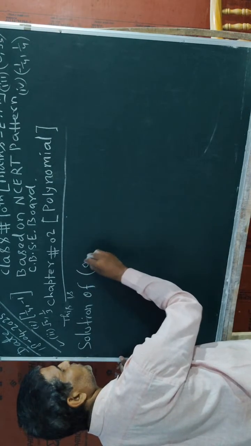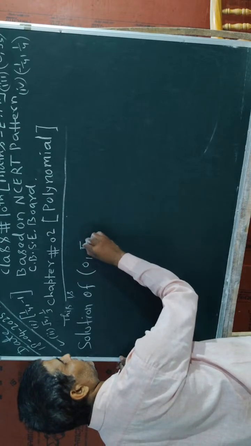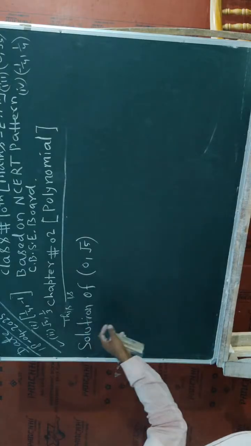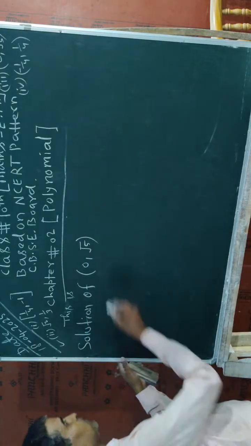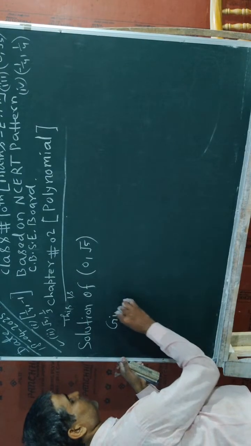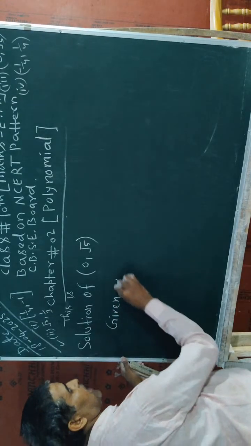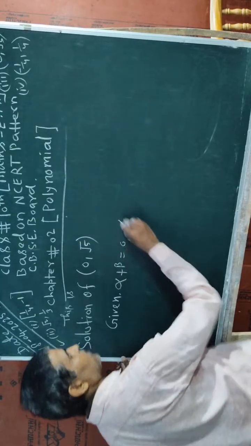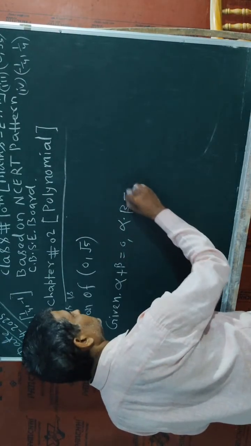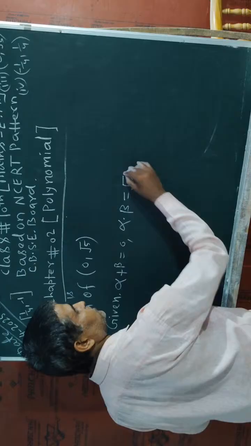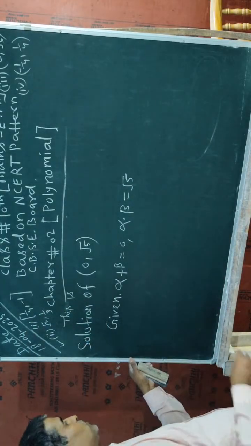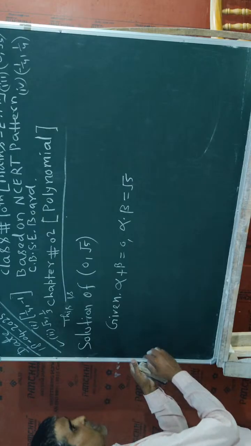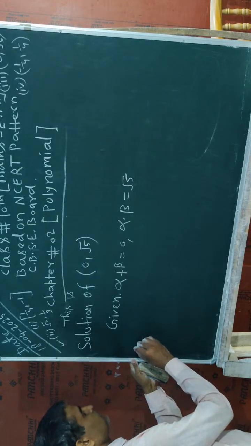That is, the given values are 0 and root 5. This is the solution for 0, root 5. Here I will write given. Given means alpha plus beta, which is given as 0, and alpha into beta, which is given as root 5. Okay student, now further I am going to write the general quadratic polynomial.